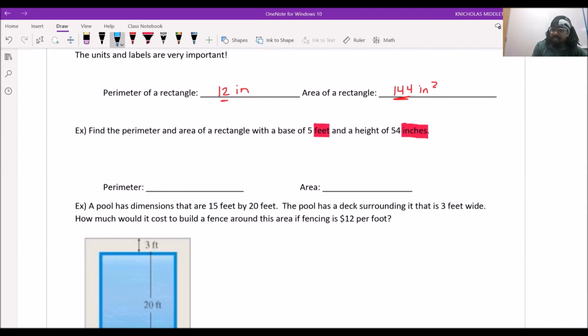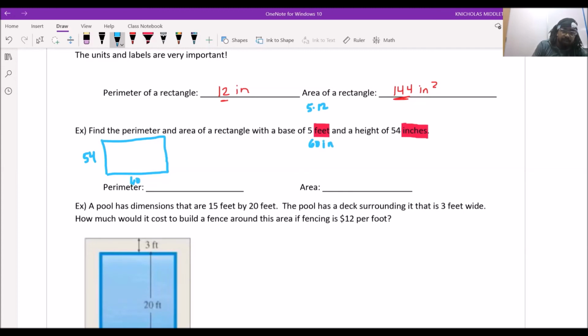5 feet, pretty simple to convert to inches. 54 inches isn't really, we'd have to use decimals or fractions to convert to feet. So I'm going to change this to inches. 5 feet, and a foot is 12 inches. So I'm going to say, hey, this is 60 inches. Before I start, I'm going to draw my picture of it because I think pictures just make life a little bit easier, less thinking. So this is going to be 54 inches, and this is going to be 60 inches.